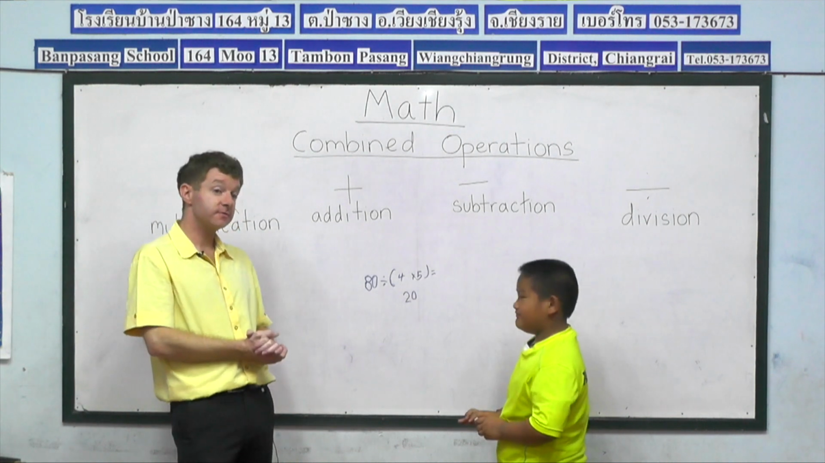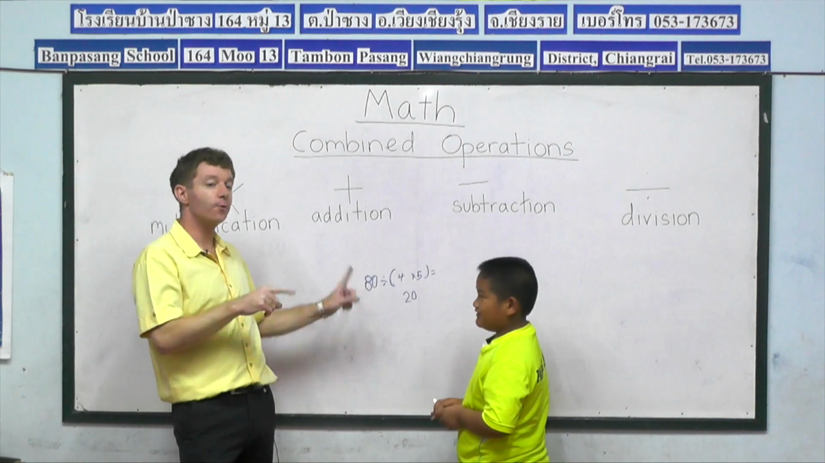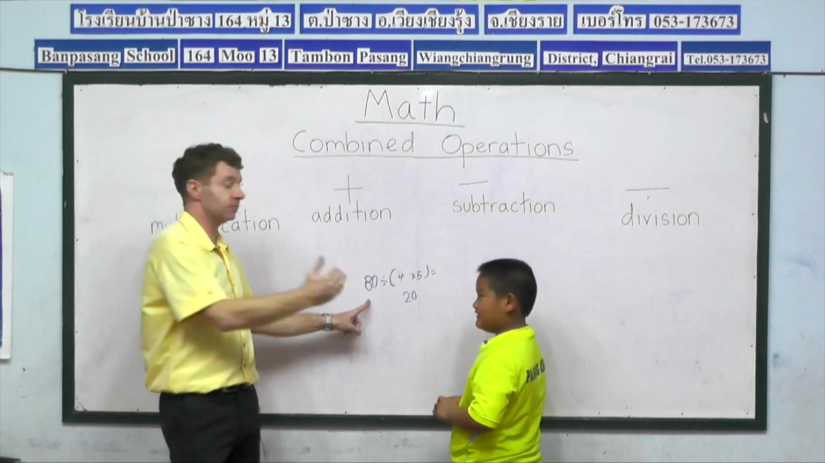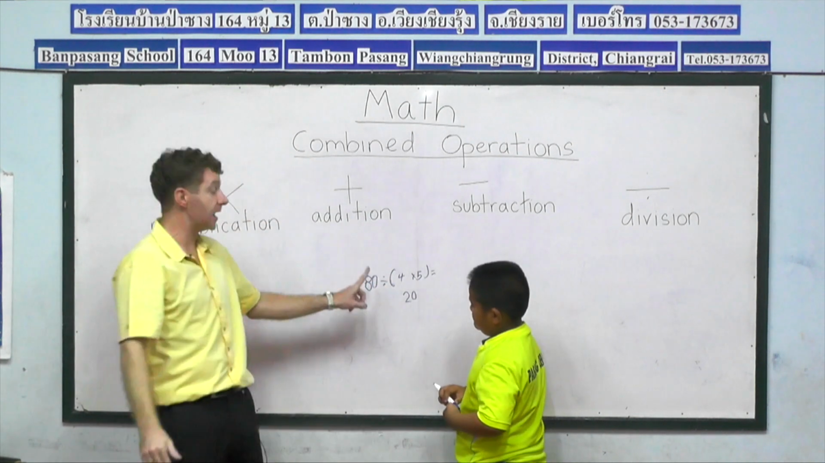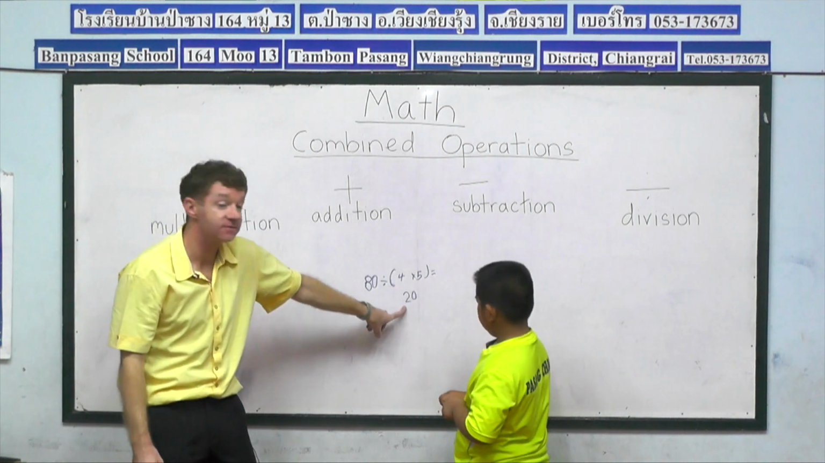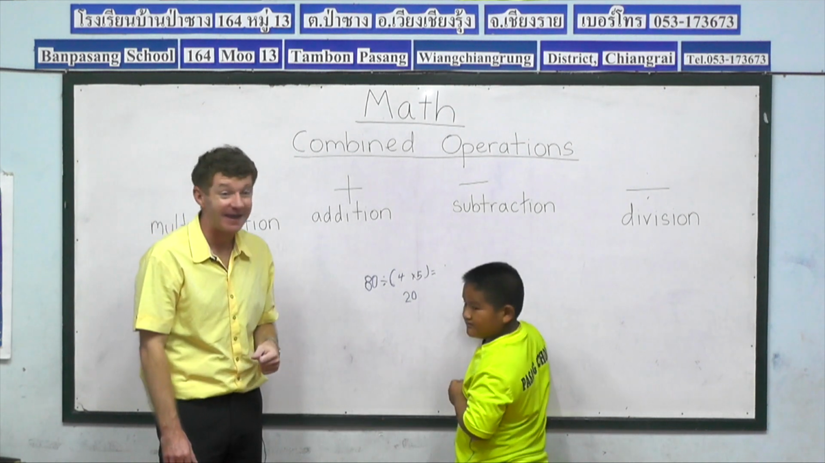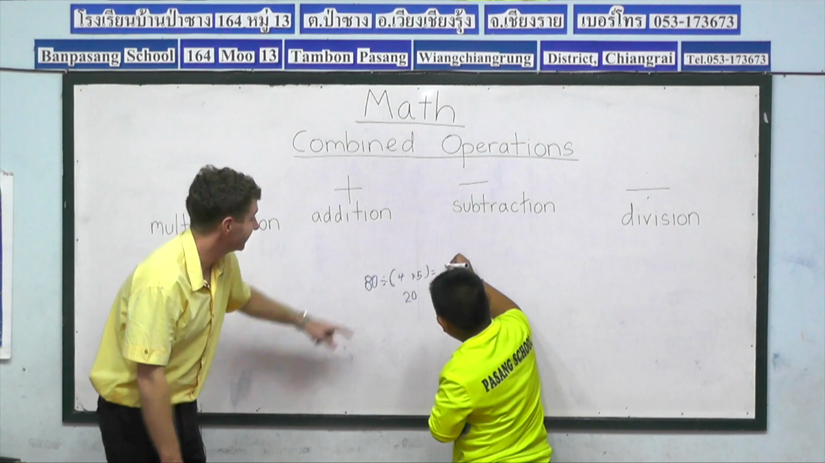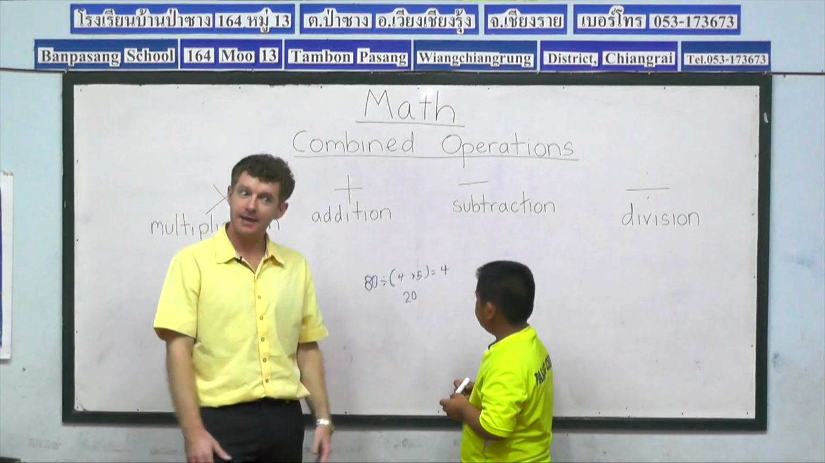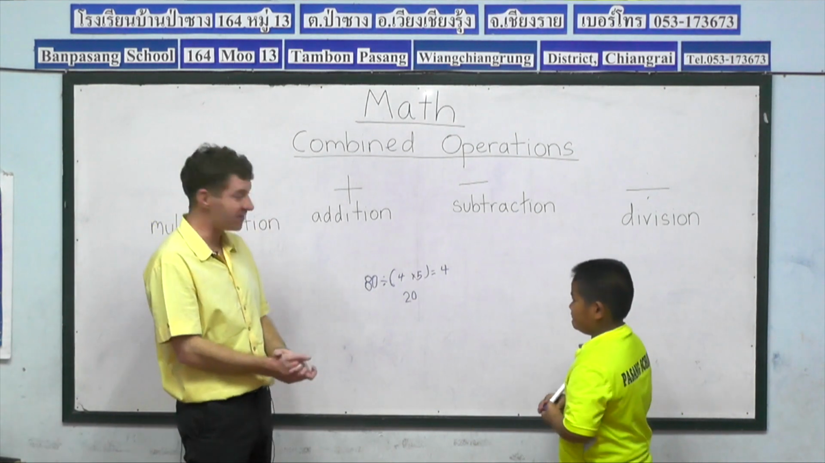What's next? 20 divided by 80? No. Other way. Remember, if it's not in brackets, we always start from the left-hand side. So 80 divided by 20 equals 4. Perfect. 20 divided by 80 we can't do. Excellent, Net. Are we finished? Yes. So now we can read our combined operation together.